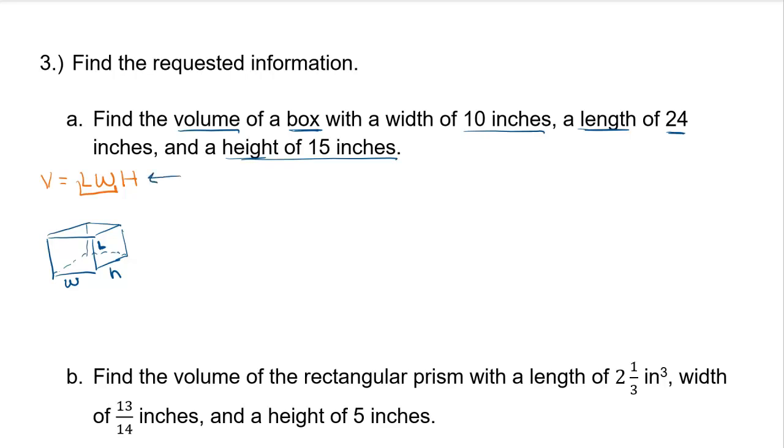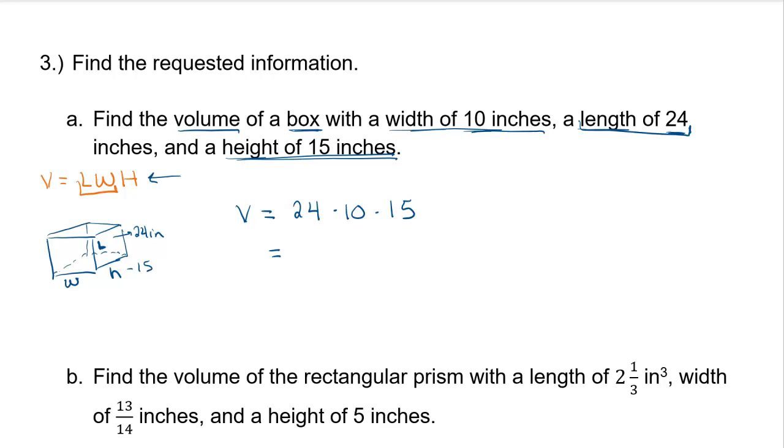So here's my formula. I'm solving for volume, and I have that my length is 24 inches. So that's 24 times my width, which is 10, and my height, which is 15. Now I just need to multiply all those things together, and that will give me the volume of this box. Commutative property, doesn't matter the order.